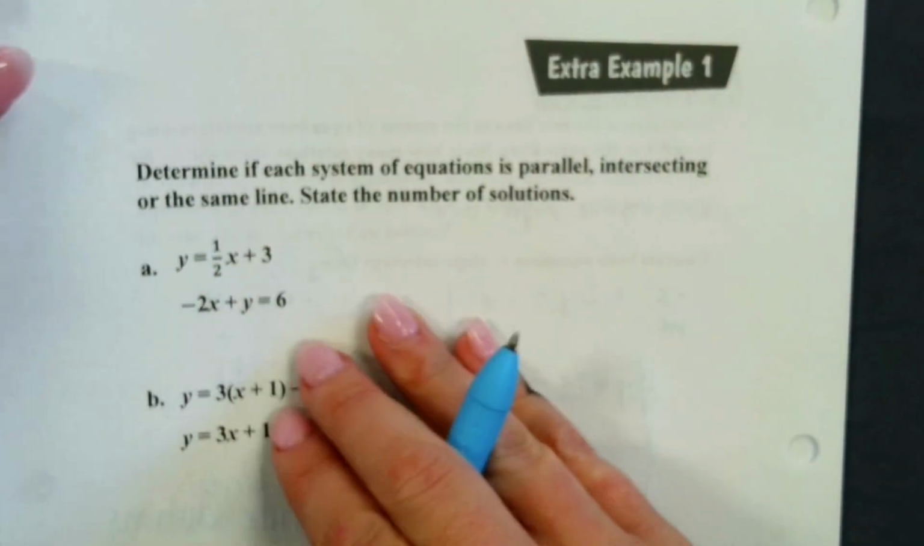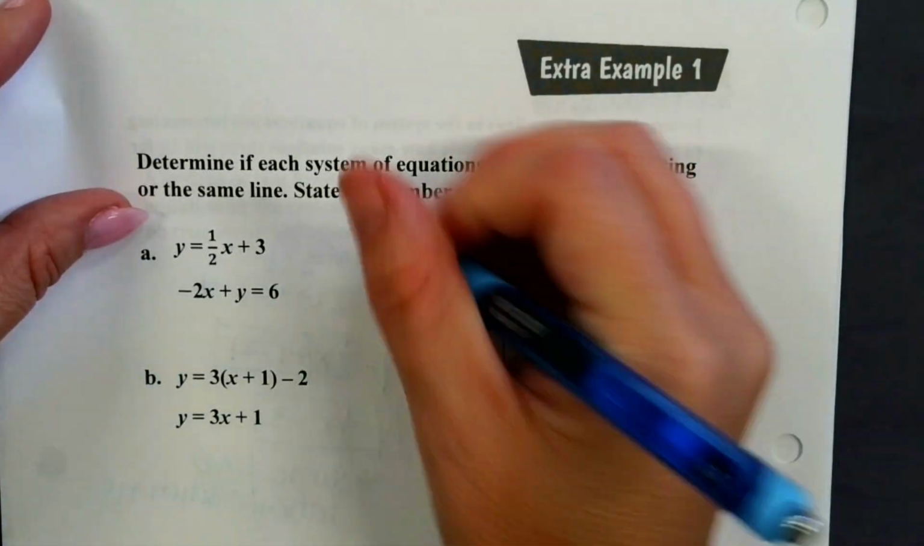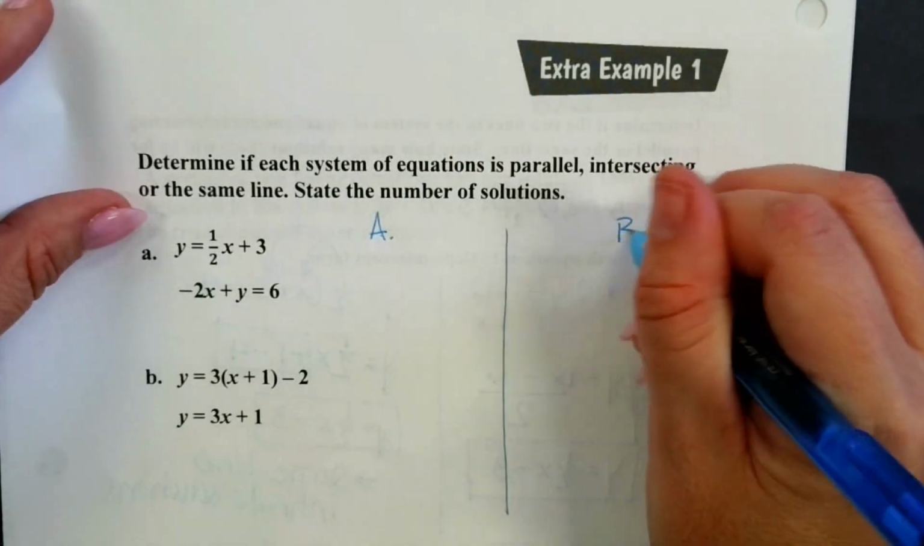Okay. At the bottom here, your turn. I want you to tell me, A, what is it? B, what is it?